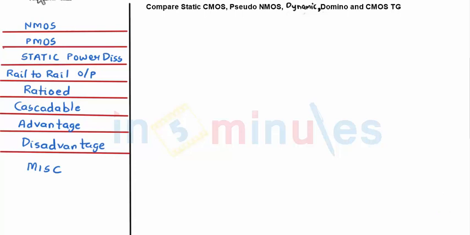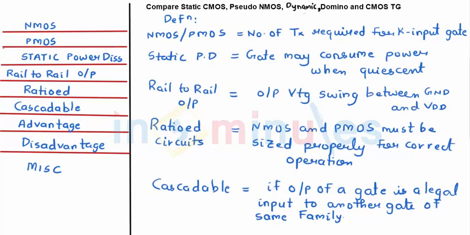The agenda of this clip is to understand the comparison between static CMOS, Pseudo-NMOS, dynamic Domino circuits and CMOS transmission gate. I am going to compare all of these on the following parameters: the number of NMOS present in the circuit, the number of PMOS present in the circuit. So the comparison is going to be on the basis of the number of transistors required for a K input gate.